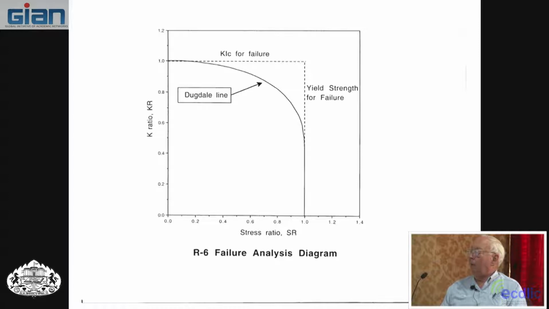However, if you look at either or, you would get a box, a rectangular box. However, in the R6 approach, they rounded that off, and in this region then, the strength to the yield strength and the K to the K1C is put together in a way that you can't quite get the yield strength for failure or K for failure, but the combination of the two causes failure. Now anything inside here is safe. Anything outside of this dark line is not safe.